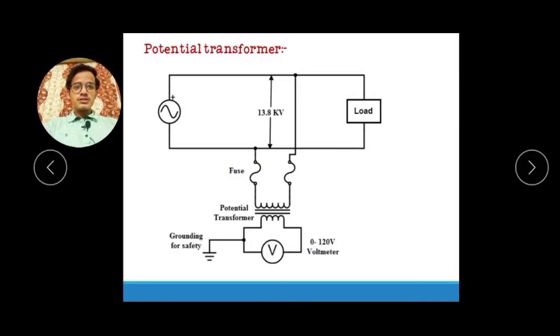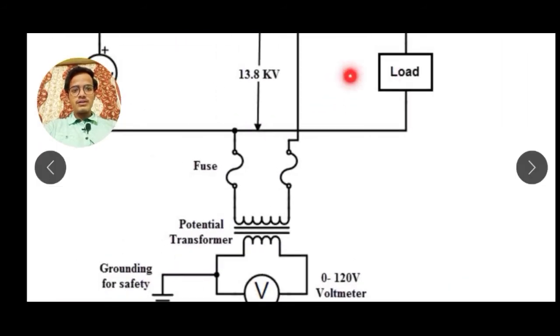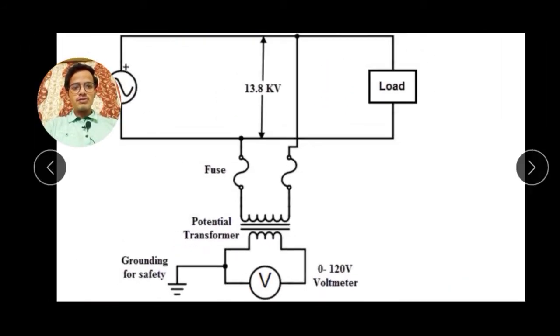So let's discuss the potential transformer. Again, one important thing: the transformer works only on AC. That means we can step up or step down the AC voltage or current only. Here the PT is connected across the load or across the supply, and at the secondary of the PT we have connected a voltmeter with a range of 0 to 120.